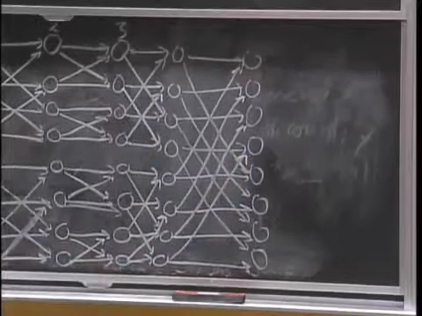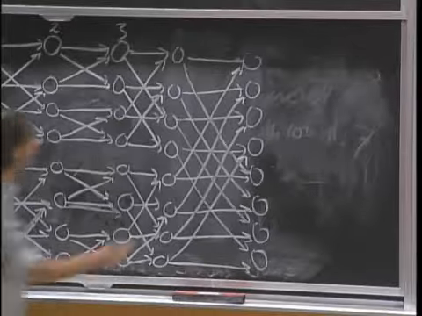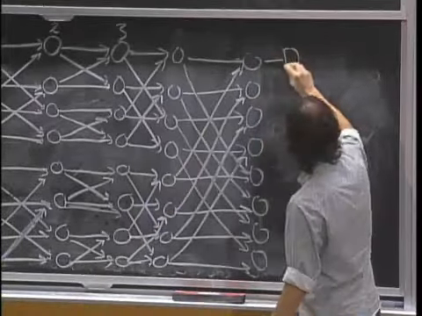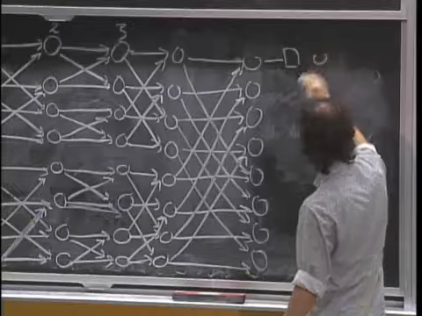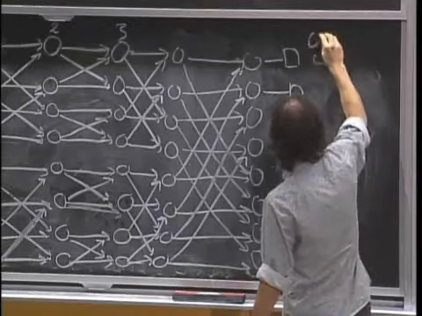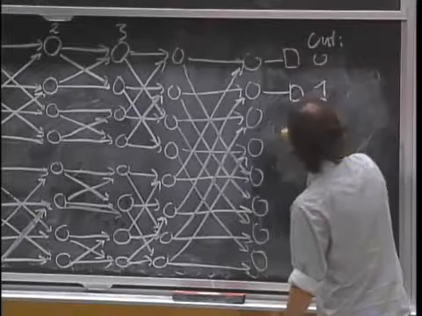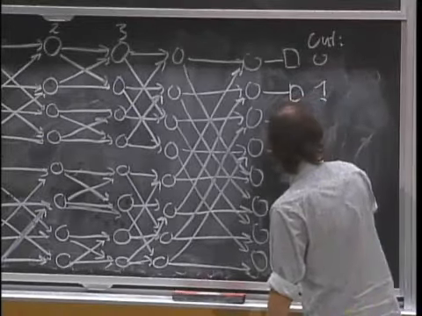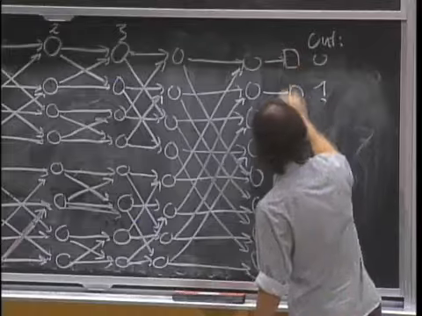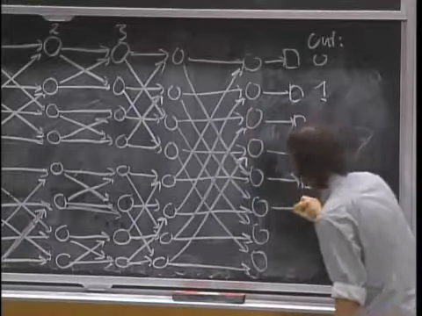So that's this. So this is Beneš' network. And then over here, of course, we have the outputs 0, 1, and all the way down to 7.